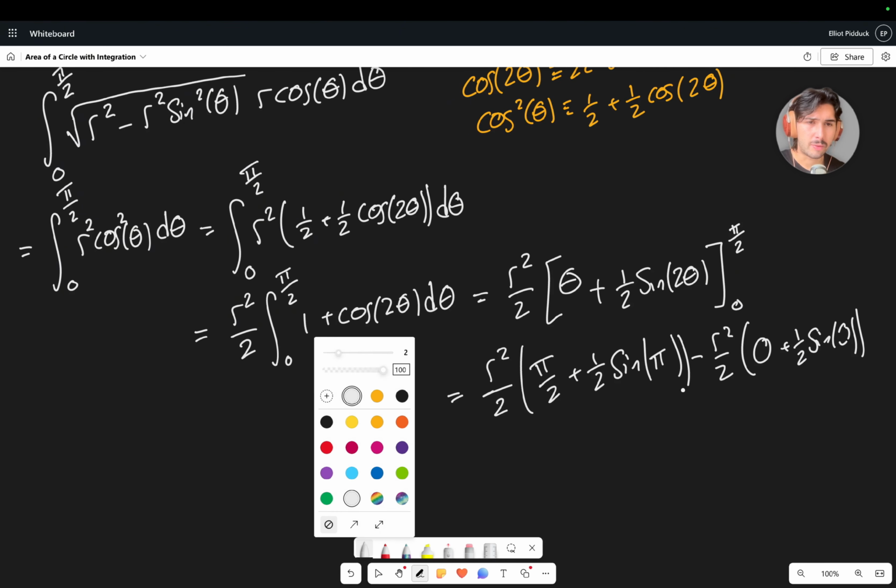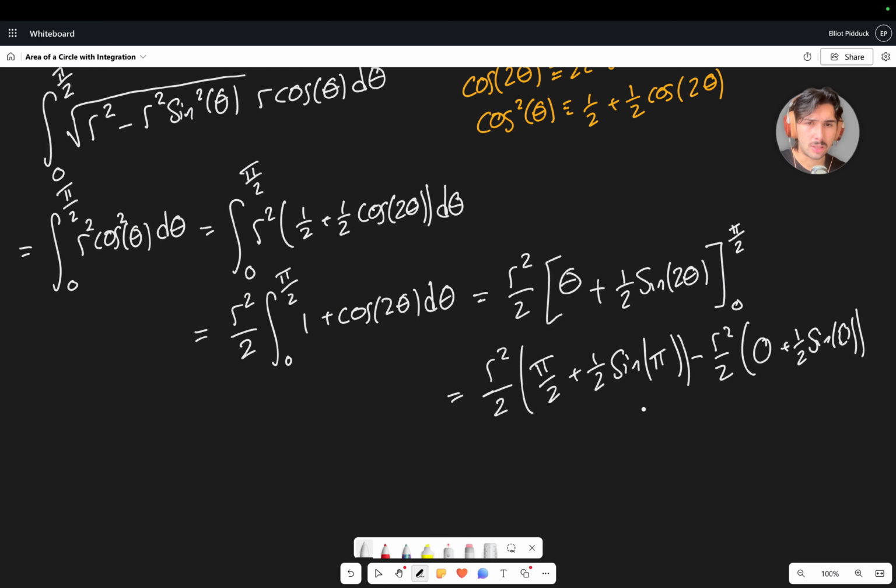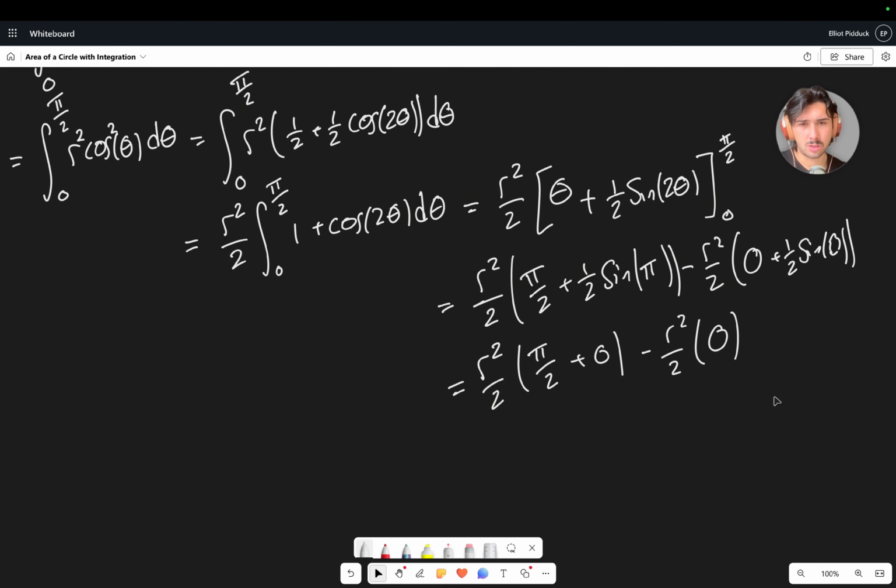Okay, then let's actually evaluate what each of these little bits are. So we've got r squared over 2, and then we've got pi over 2. Sine of pi is also 0, so that's just plus 0. And we've got minus r squared over 2 times another 0. 0 plus a half sine 0, that's just 0. So overall, we've got r squared times pi over 4, and that's it.